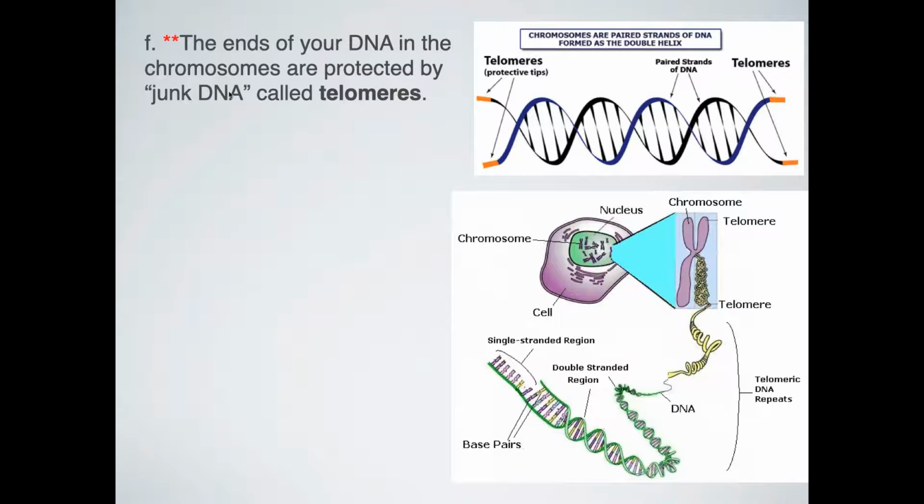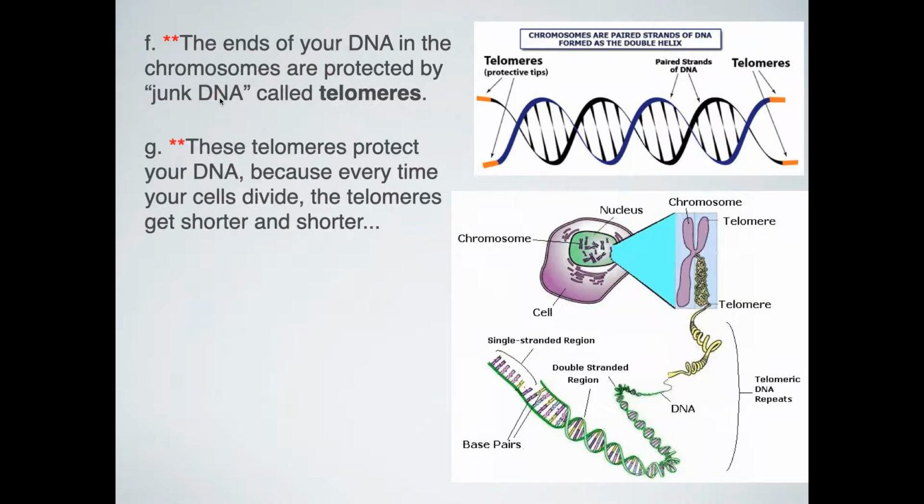All right. So the ends of your DNA and the chromosomes are protected by these little tiny caps, these protective tips called telomeres. Okay. And I call them junk DNA because they're kind of useless. They're just a bunch of A's, T's, C's, and G's. And the telomeres are protecting your DNA because every time your cells divide, it's going to lose a little tiny bit of your genetic information. Just a little tiny bit. You might think, holy crap, that sounds scary.